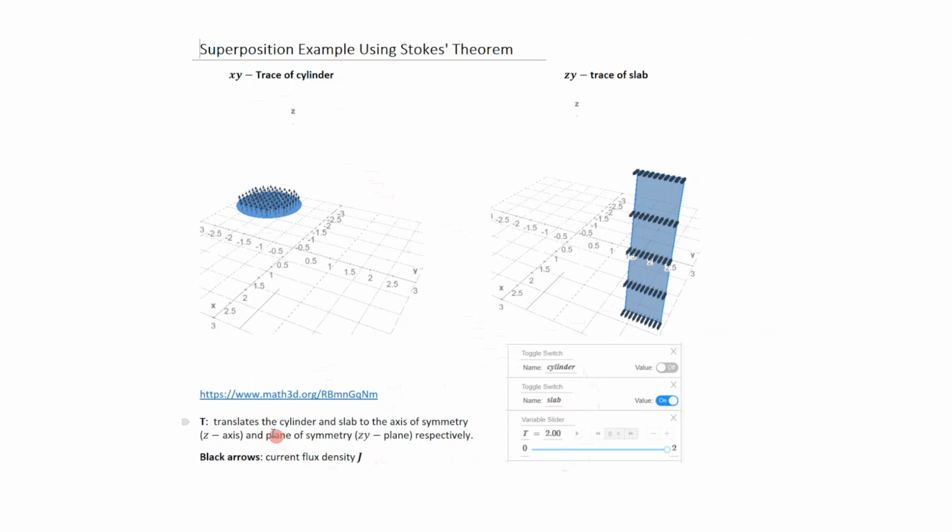And T basically translates the cylinder and slab to the axis of symmetry, the z-axis, and the plane of symmetry, the ZY plane, respectively. So this point is moved to this point, and this is moved to this point, so that effectively the symmetry plane passes through the center and is aligned with the XZ plane. The black arrows, as I said, are the current flux density J. So this is just a picture showing the current flux density for the two separate subproblems.